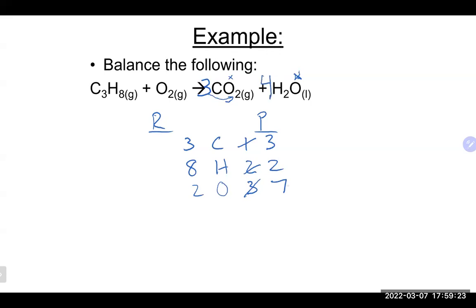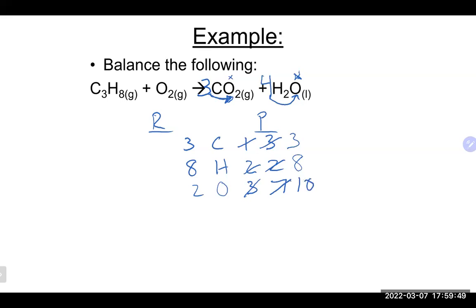And if we put a 4 in front, we end up with, again, 3 carbons. In terms of our hydrogens, 4 times 2 would be 8. Now our oxygens are still 3 times 2 in the first one, but now we also have 4 times 1 there in the second one. That's a lot of math there, but I believe that should be 10 when we're all added up together.